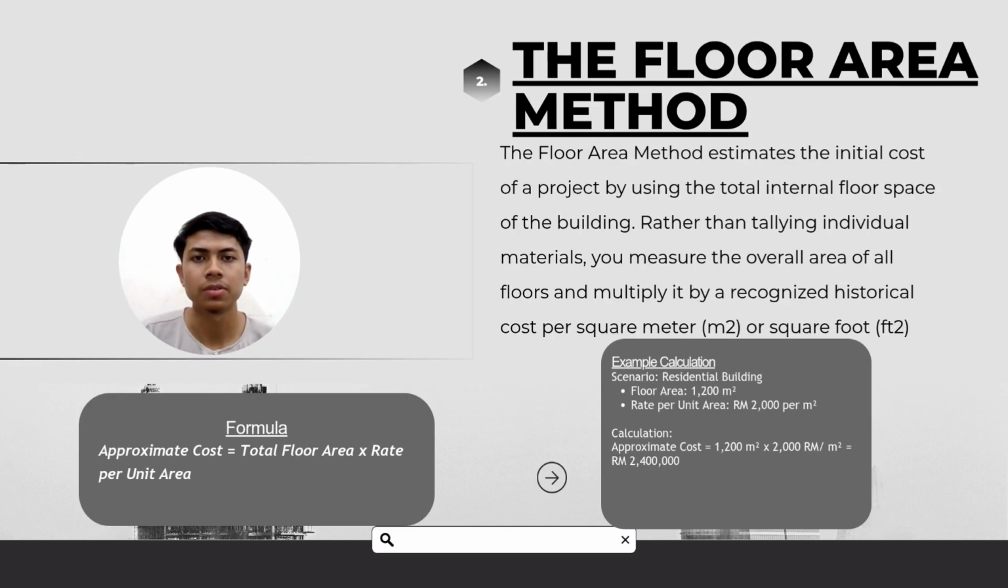Okay, for the next one, we have the floor area method. This is one of the most widely used methods because it estimates the project cost based on the total floor area of the building. For the formula, we have approximate cost equals total floor area multiplied by rate per square meter. For example, if a building has a floor area of 1,200 square meters and the construction rate is 2,000 ringgit per square meter, the estimated construction cost is around RM 2.4 million. This method provides better accuracy than the unit method because it considers the building size.